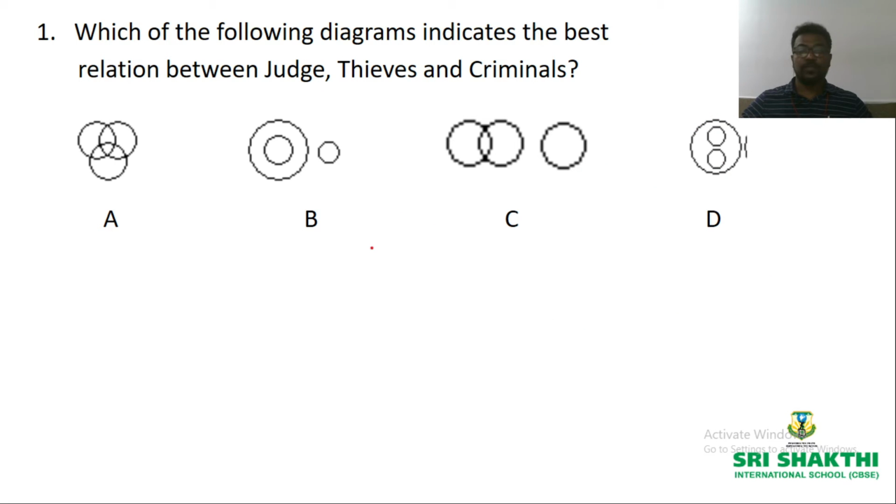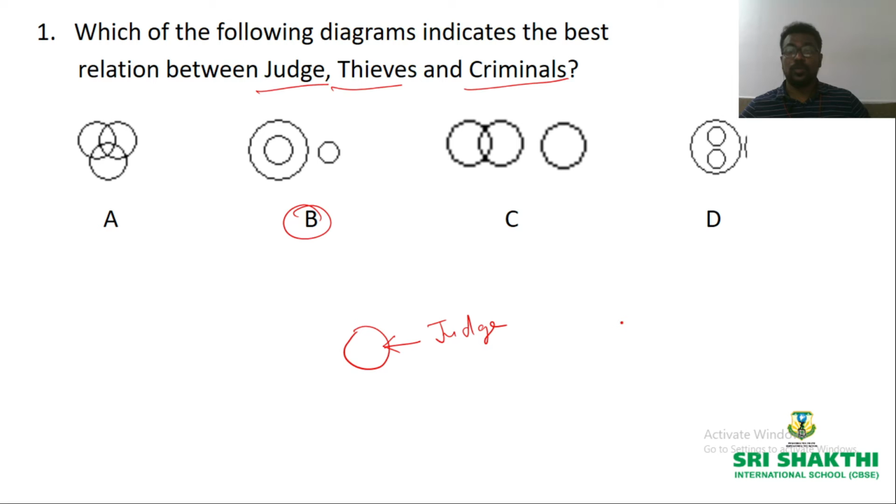Here the three terms which they have referred to are judge, thieves and criminals. So which will be the apt option for these three words? Yes, the apt option we can choose for these three words is option B. Why option B? The judge's profession is completely different from the criminals and thieves. So we can put judge as one smaller circle in a separate category. But if you see criminals and thieves, both are interrelated.